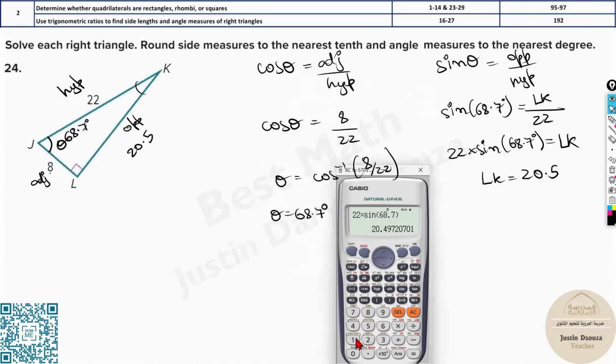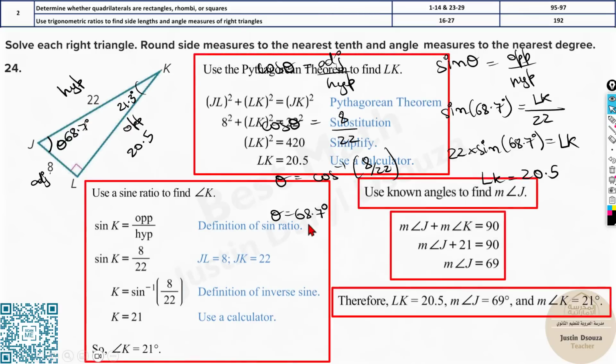We know all the angles of a triangle add up to 180 degrees, so 180 minus 90, that is the right angle, minus 68.7, that will give you the other angle, that is 21.3. So this is 21.3 degrees. So this is how we solve each part of the right angle triangle.